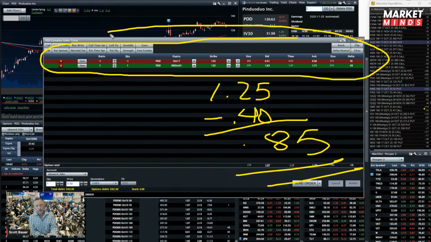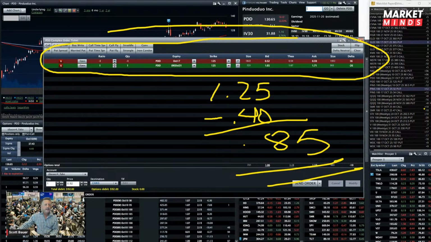How would we lose? Well, if at the end of this calendar spread, when our long option, the October 31st 125 put expires, if both of these options had expired worthless, the one that expires next week on the 17th and then ours a few weeks later, if both of those were worth zero, we lose what we paid. We cannot lose more than that.